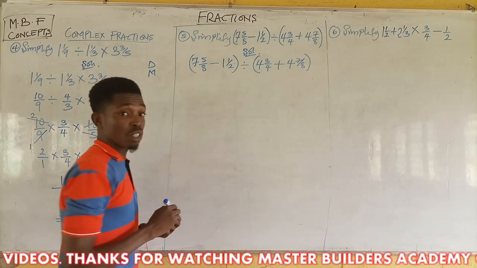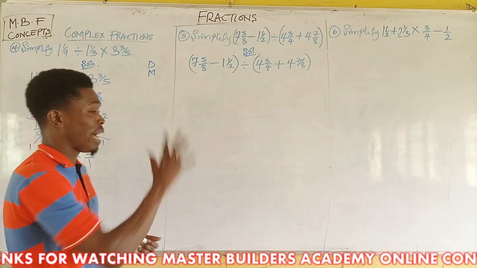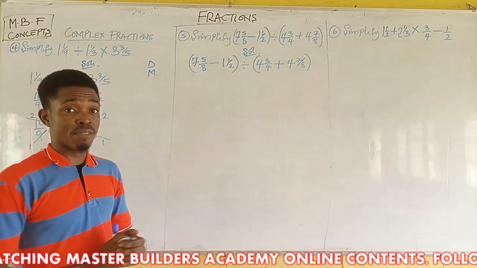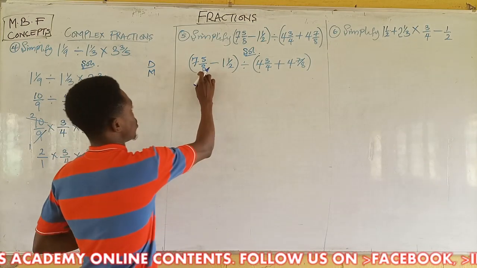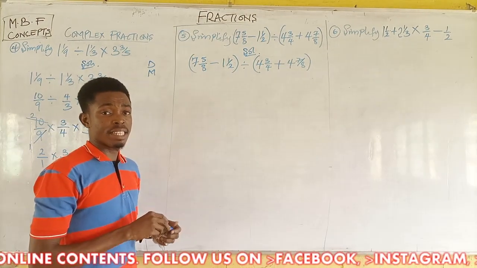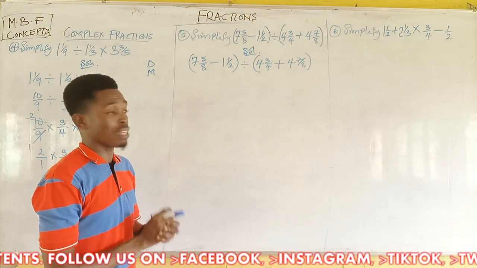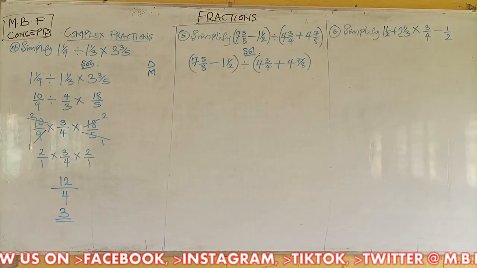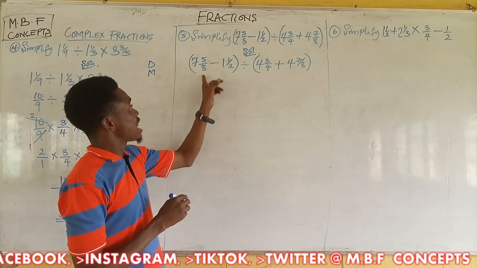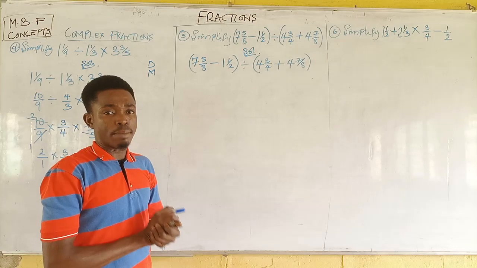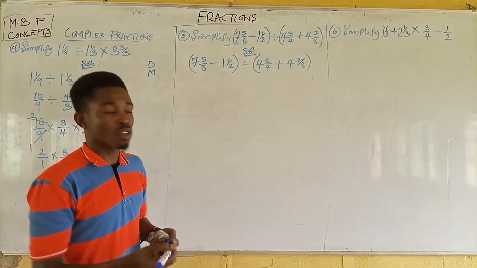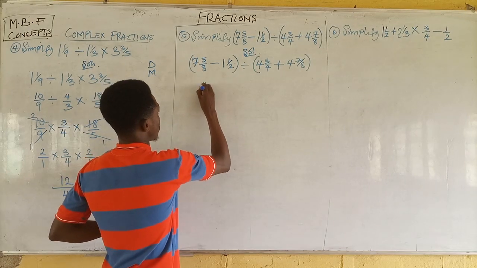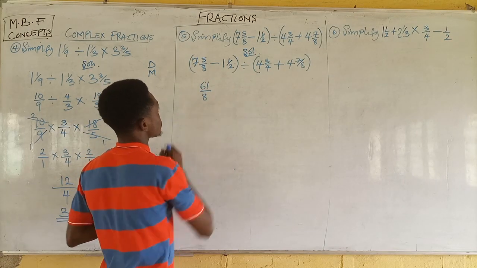Now guys, the first thing we do is to quickly clear off the whole numbers by converting these mixed fractions to improper fractions, right? Now how do we do that? We multiply 8 by 7, and 8 times 7 is 56. Now 56 plus 5 is 61. So we are going to have this as 61 over 8.